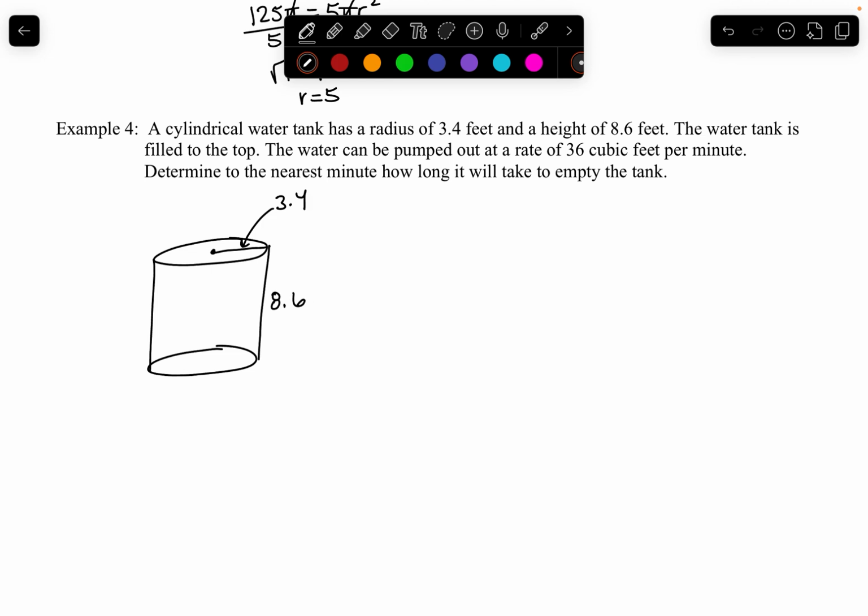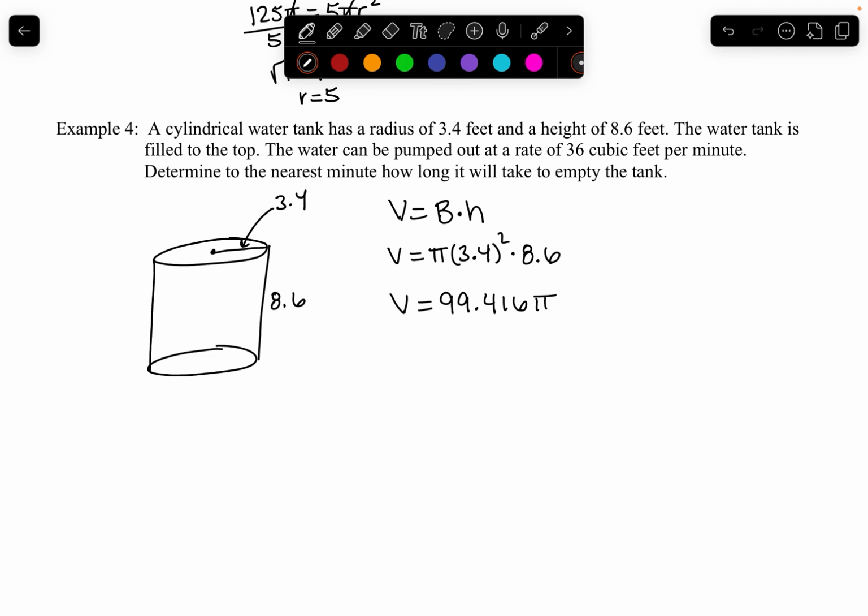Now, because it's talking about water, that's going to be volume. So as a reminder, volume of a cylinder is big B times H. So big B is going to be pi radius squared. Bear, stop. Bear, cut it out. 3.4 squared gets me 11.56 times 8.6 gets me this really big number. So the volume is going to equal 99.416 pi. Okay, that's how much it can hold.